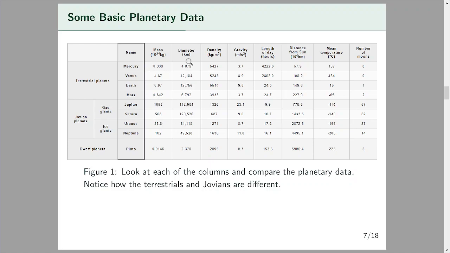Now let's look at their diameters. You're going to see a similar trend. These are in kilometers, and it doesn't really matter what the distance is. This is just under 5,000 kilometers. Venus is 12, and the Earth is almost 13.